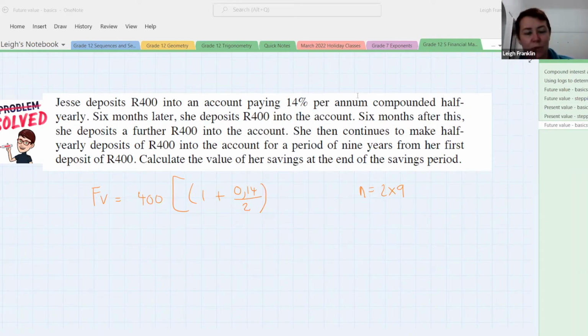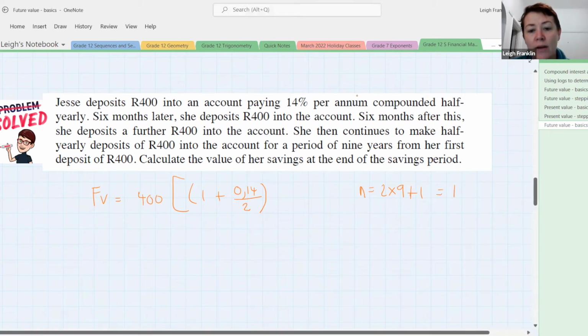6 months later, she deposits 400 Rand into the account. 6 months after this, she deposits another 400 Rand into the account. She then continues to make half-yearly deposits of 400 Rand into the account for a period of 9 years from her first deposit of 400 Rand. So what they are doing here is implying, very badly, that there is an extra payment in this particular case. In other words, there are going to be 19 payments of 400 Rand. So yes, we are going to have to add 1 in this case.